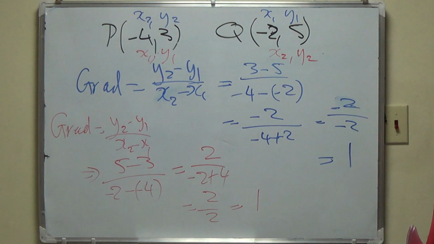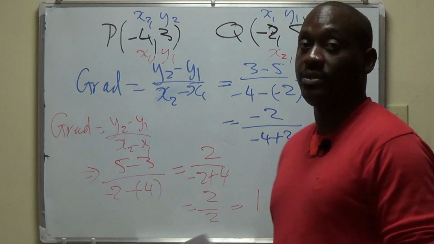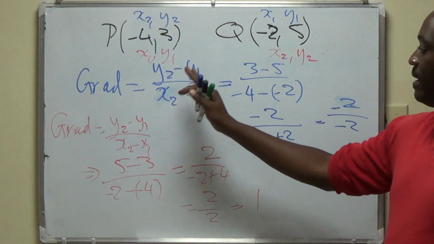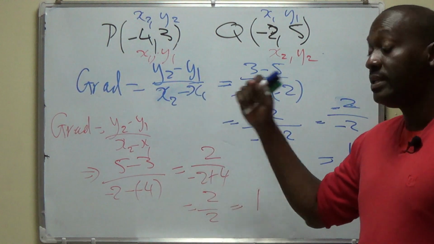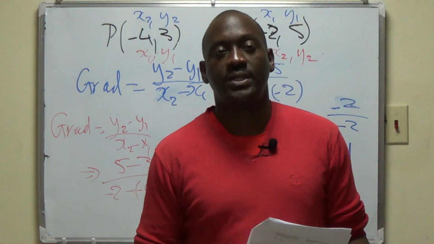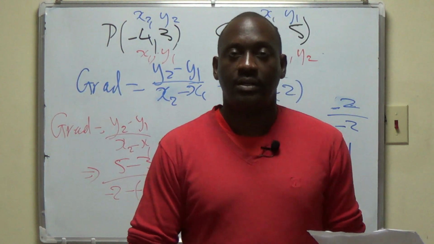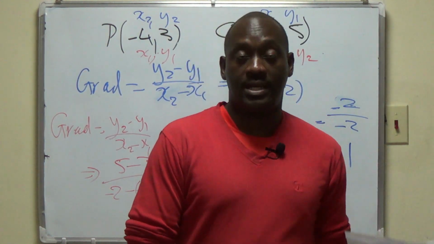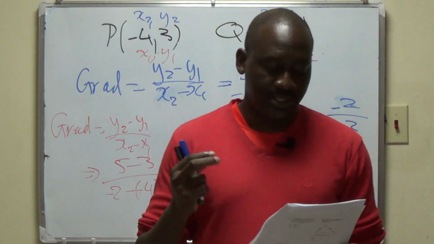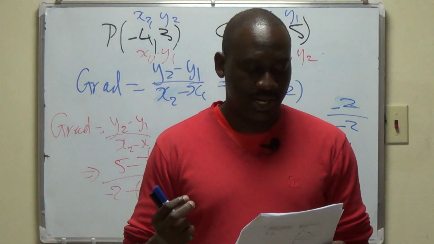Good? So anytime you have two points and you have to find the gradient between those two points, this is the formula you use: y2 minus y1 over x2 minus x1. The key thing to note is that it doesn't matter which point you choose as x1, y1 and which point you choose as x2, y2. Just be careful with your arithmetic, so that in this case the answer will clearly be answer D.